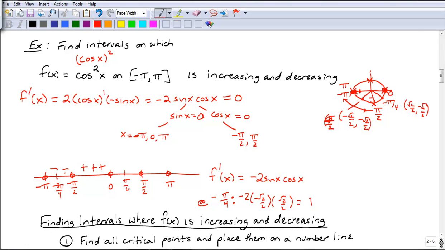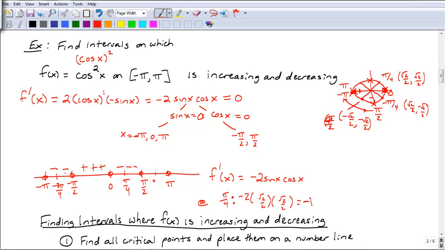Then I can plug in pi over 4. At pi over 4, sine and cosine are both root 2 over 2. So they're both positive at positive pi over 4. When I multiply those together, I get a negative answer because of the negative 2, which means the derivative is negative in there. And then I can do 3 pi over 4.